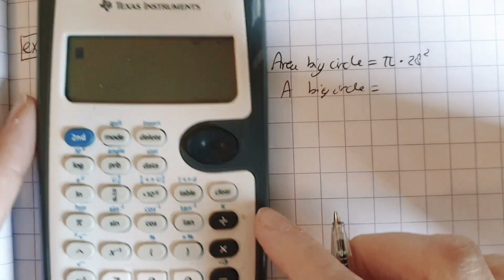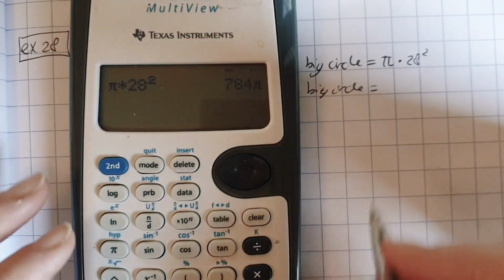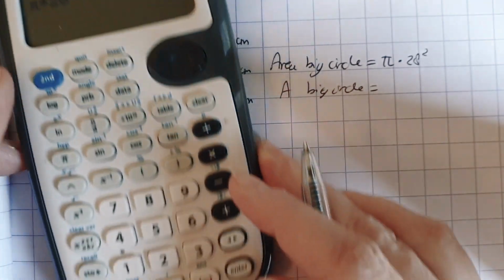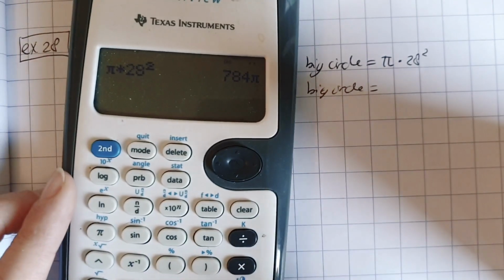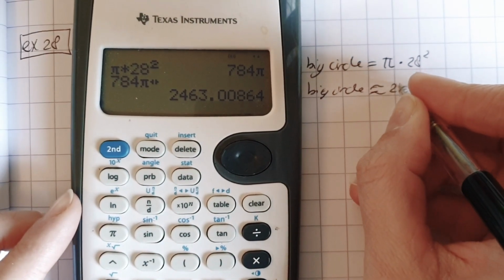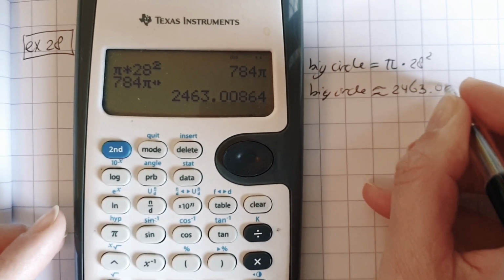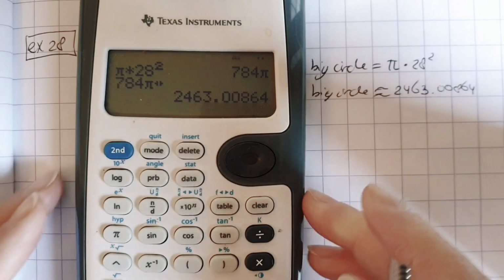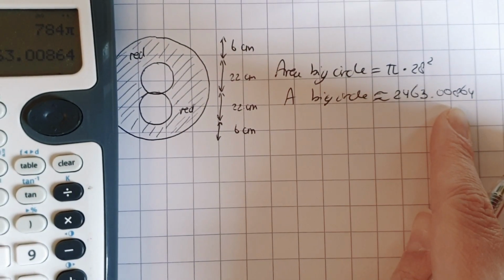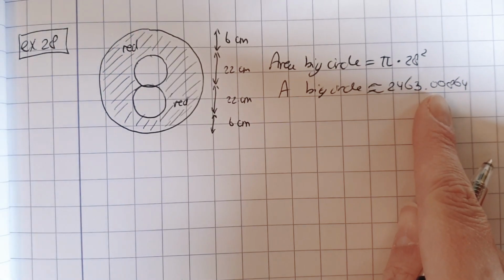Pi times 28 squared is, again, I use the pi button in my answer. And that's 2463.00864 rounded off. I write it all down because you can't round off whenever you're not done. I'm not done with this exercise yet, so no rounding off here.